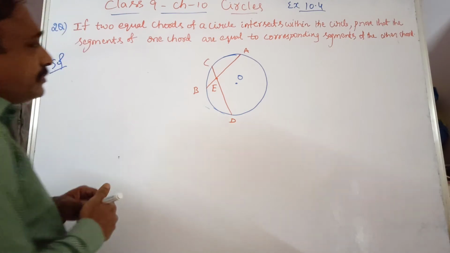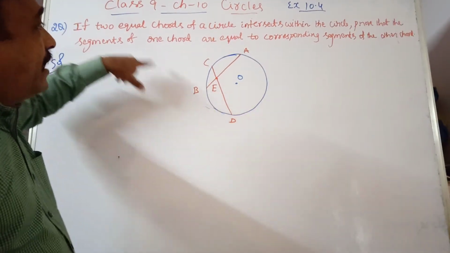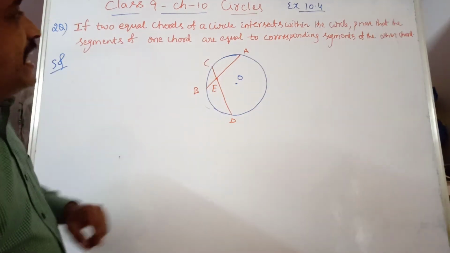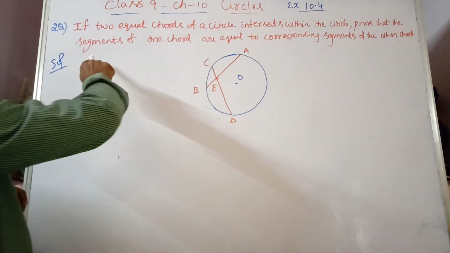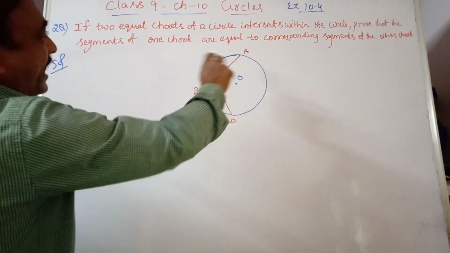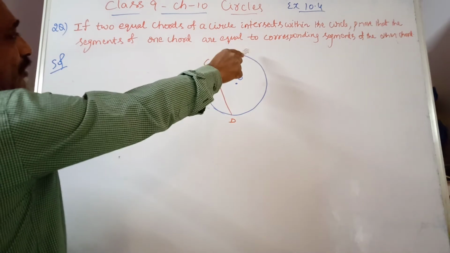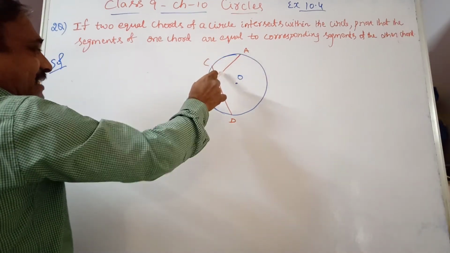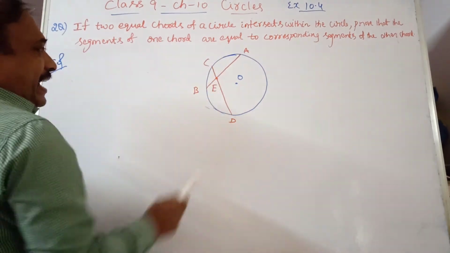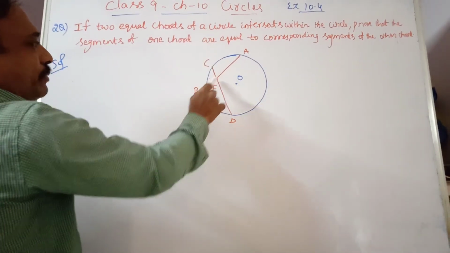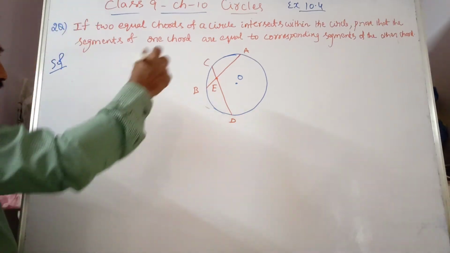Now, they are intersecting within the circle only. When they are intersecting within the circle, we have to prove that the segments of one chord are equal to the corresponding segments of the other chord. So we have to prove that the segment AE is equal to DE, and CE is equal to BE. That we have to prove. To prove that, first look at this.